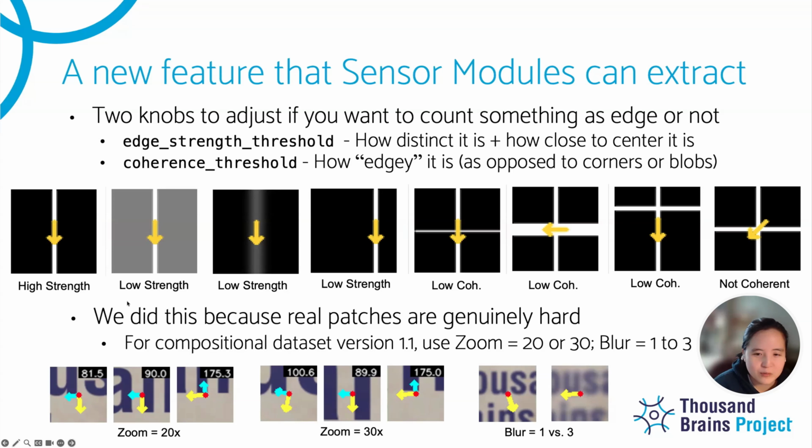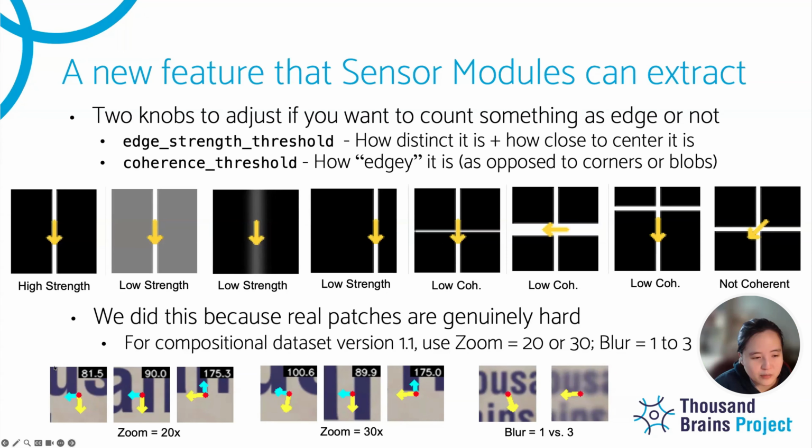And yeah, we went through simple to hard cases, because when you look at the real patches that Monty sees, it's a lot more complicated to decide what the dominant edge is. Is this the entire patch that's being fed in, these lower images?